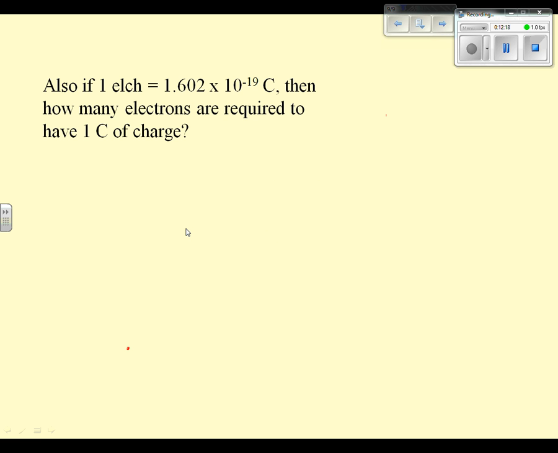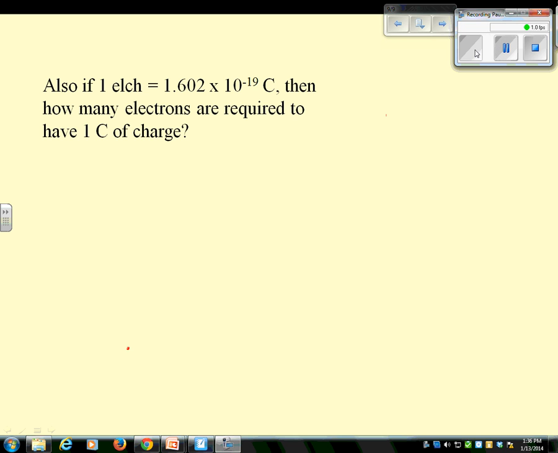So, here's something that you might want to write down, because this is important. If one elementary charge is 1.602 times 10 to the minus 19 coulombs, how many electrons are required? How many elementary charges do you need to have a full 1 coulomb? Yes, you're going to answer it. All right, so what do you think? Is it going to be a really big number or a really small number? Should be large, Jake says?